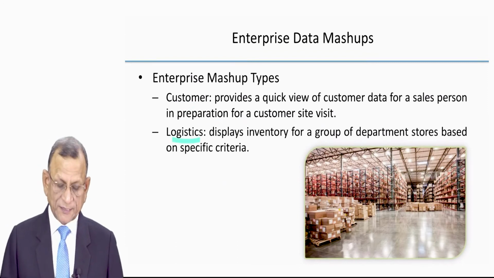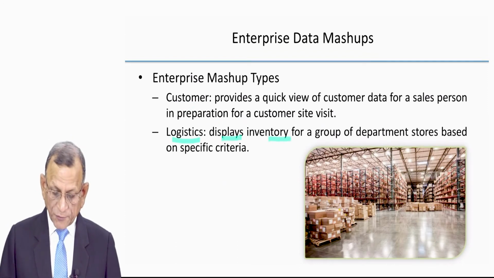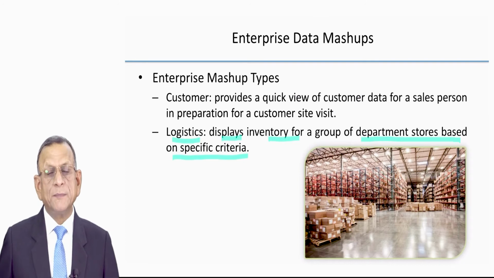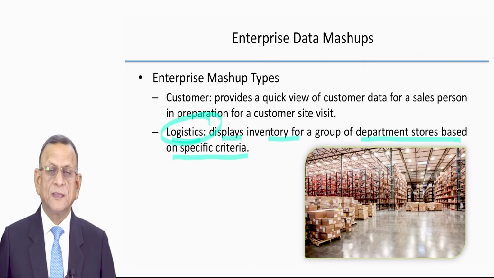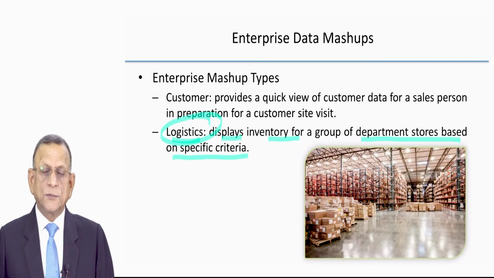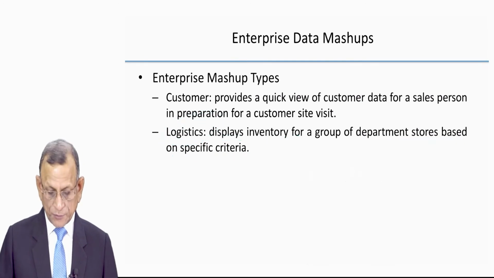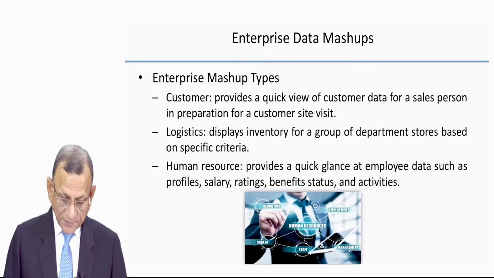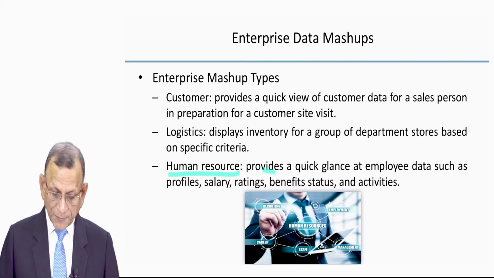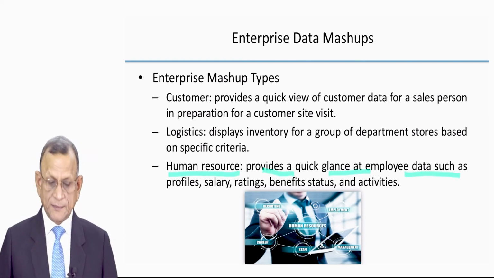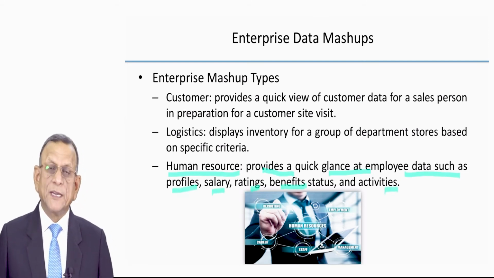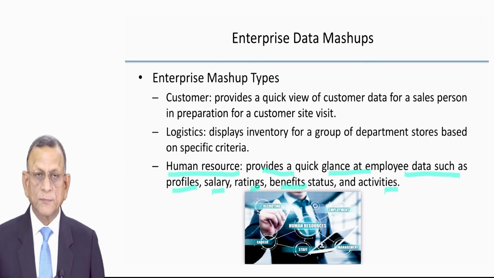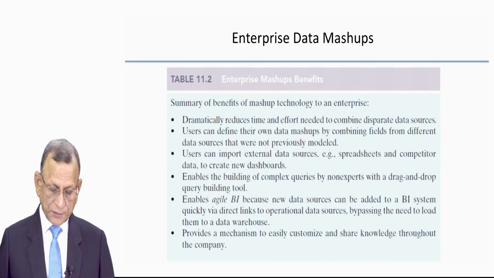Similarly, we have logistics. It displays inventory for a group of department stores based on specific criteria. Where the material is, what kind of material is available. So, this is logistics. How much time it's going to take to get transported from the warehouse to my store. Then we have human resource data mashups. It provides a quick glance at employee data such as profiles, salary, ratings, benefit status and activities, so that we may take quality decisions for employee development, human resource development.